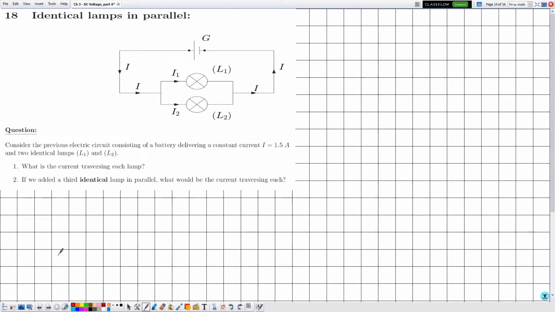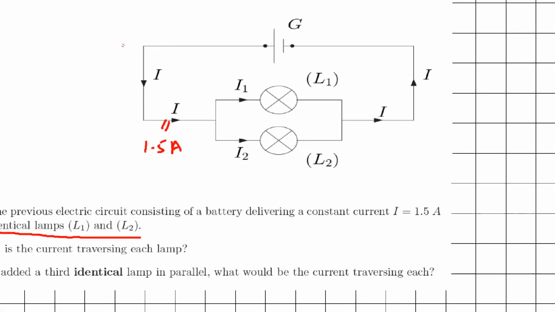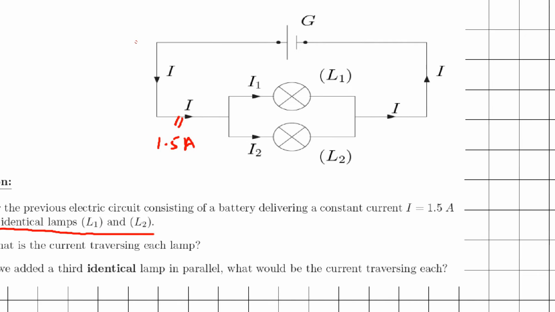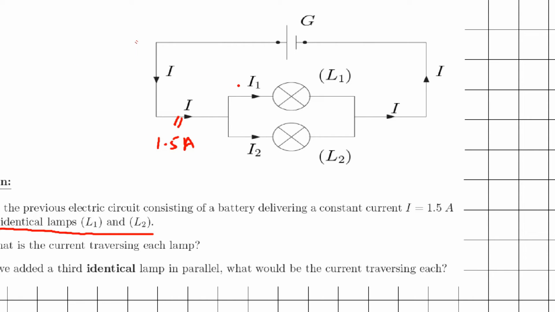Now what about identical lamps in parallel? So let's consider the following question. Consider the previous electric circuit, consisting of a battery delivering a constant current I equal to 1.5 amperes. So let's label this current traversing the electric circuit itself. So what's the current traversing each lamp, knowing that they are two identical lamps? So how are identical lamps formulated mathematically or physically? It means that they have the same current.